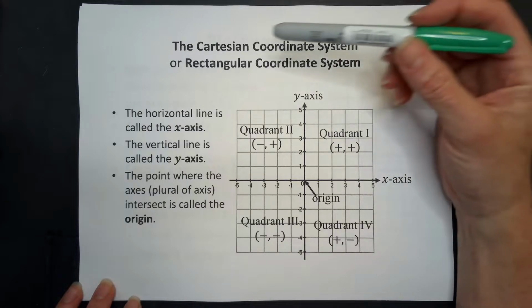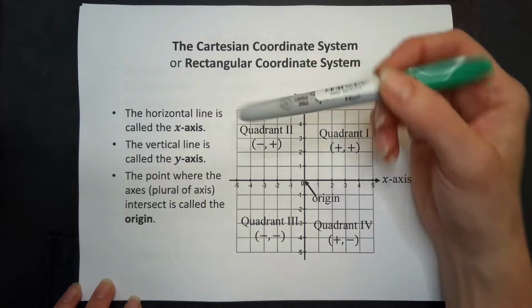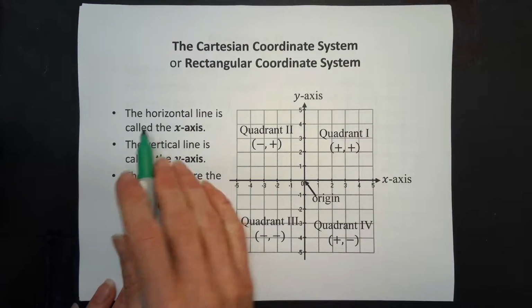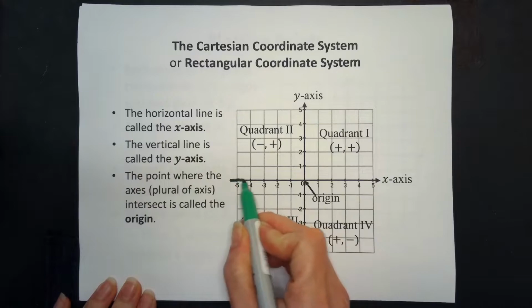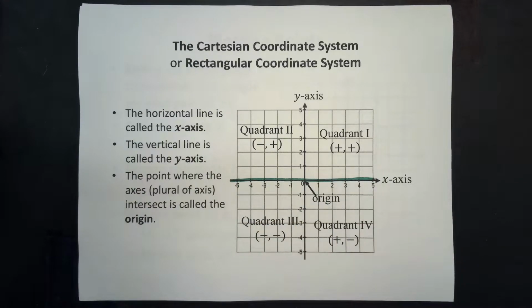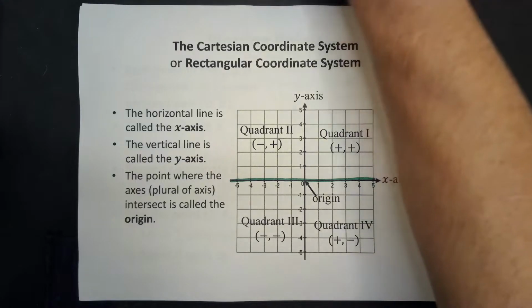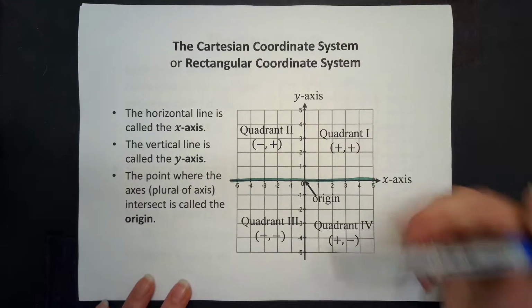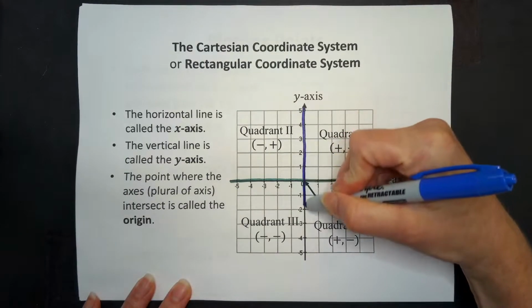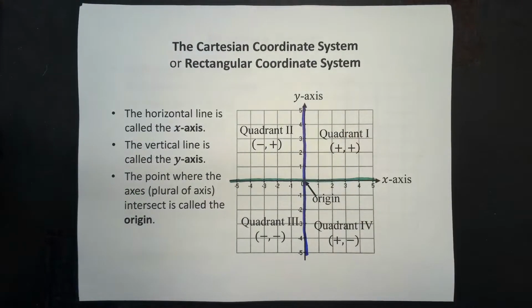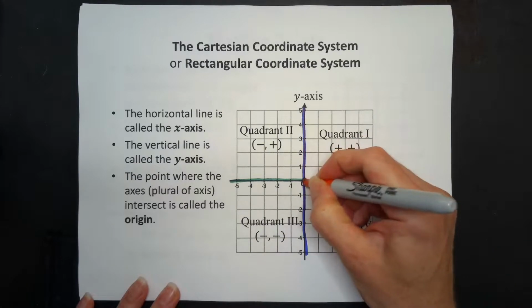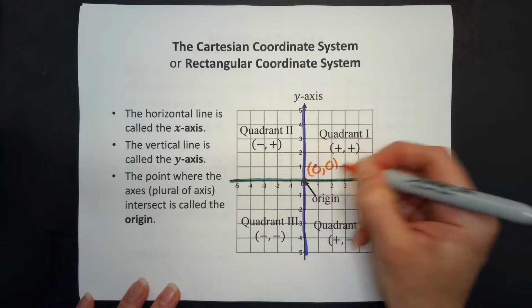The Cartesian coordinate system, or rectangular coordinate system. In this Cartesian coordinate system, the horizontal line is called the x-axis, right here. And the vertical line is called the y-axis, right here. The point where the axes, the plural of axis, intersect is called the origin. So right here, this would be the origin. It's the point (0, 0).